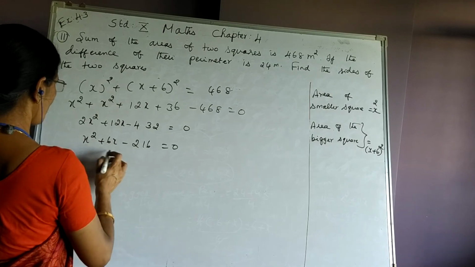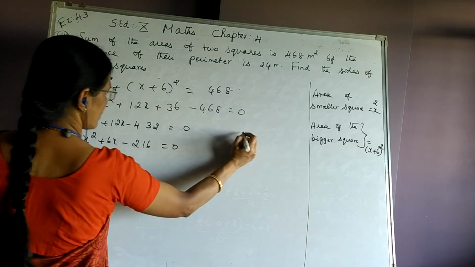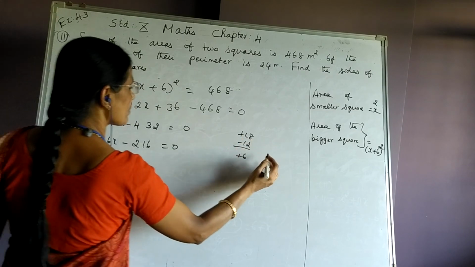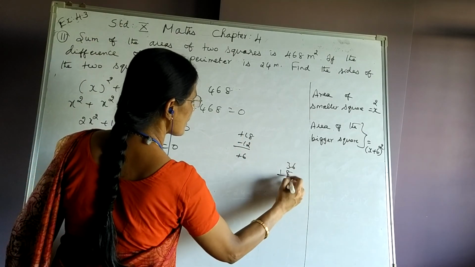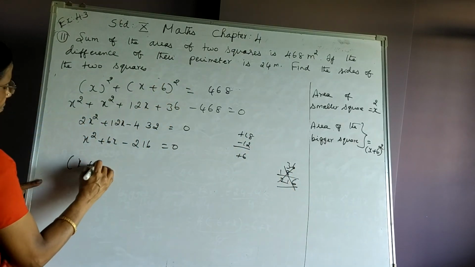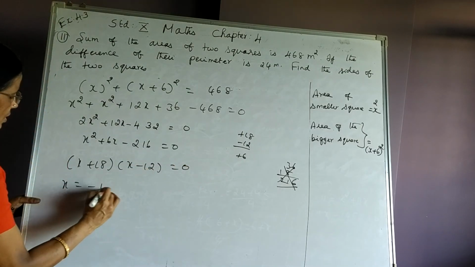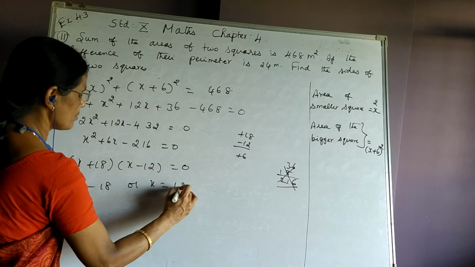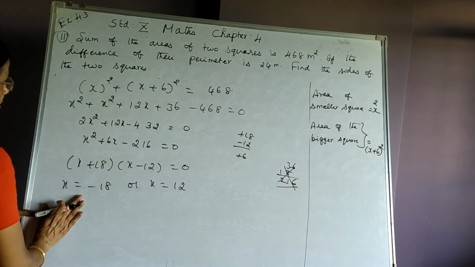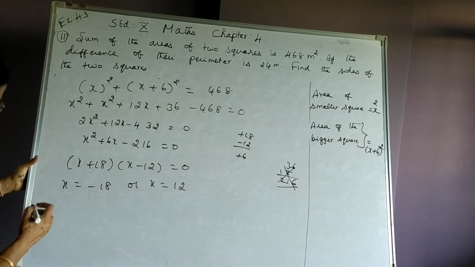So we got a quadratic equation with 3 terms. Therefore, we can go for splitting the middle term. The numbers are plus 18 and minus 12, which give plus 6. Multiply and see: 216. Therefore, the factors are x plus 18 into x minus 12 equal to 0. So x equals minus 18 or x equals 12. Two values we have got. This x represents the side of the square, which cannot be negative. Therefore, we consider x equal to 12.